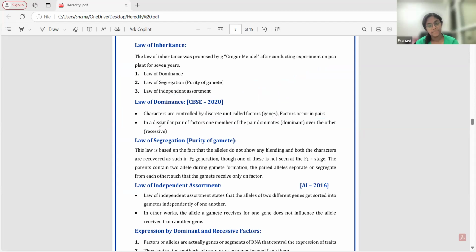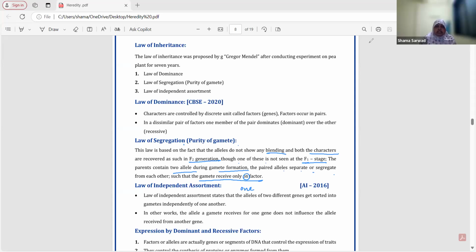Okay, fine. See, the next one is the law of segregation. That is also called the purity of gametes. This law is based on the fact that the alleles do not show any blending, or both the characters are recovered in the F2 generation. Though one of these is not seen at the F1 stage, the parents contain two alleles. During gamete formation, the paired alleles separate and segregate from each other, such that a gamete receives only one factor. It should be one. Yes, correct. So a gamete will receive what?